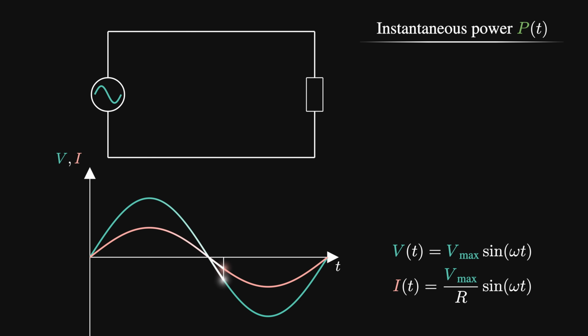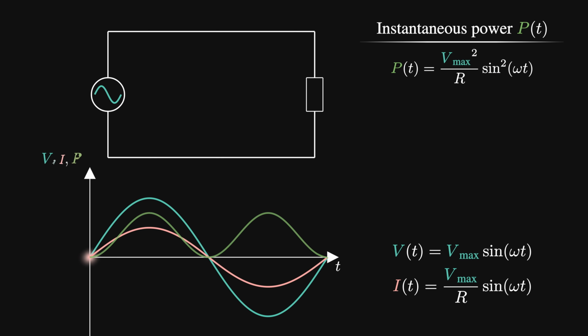To calculate the power, we'll use our basic equation from DC circuits, which is P equals I times V. Substituting in our equations for voltage and current, we get the following power expression, which depends on sine squared of omega t. We can plot this graph like so, which lies completely in the positive y-axis, unlike the voltage or current. This makes complete sense, as if it wasn't, we'd be getting a negative power, which would mean we'd be gaining energy from the resistor, which is obviously ridiculous.